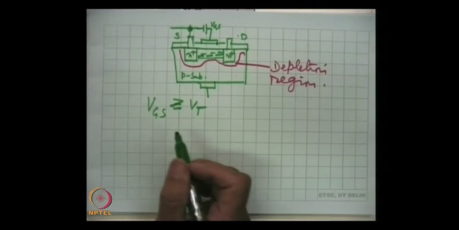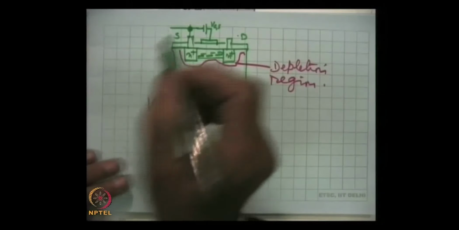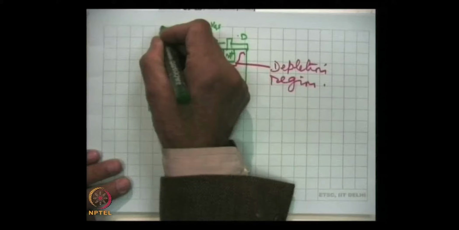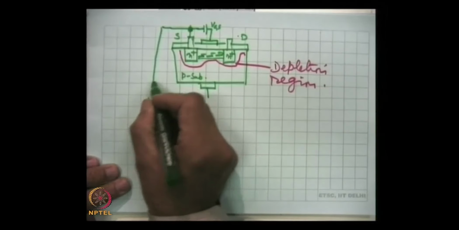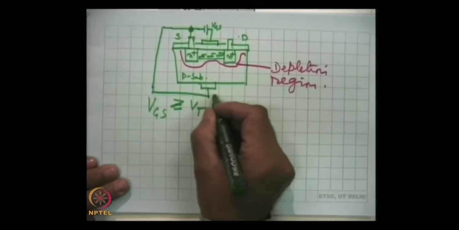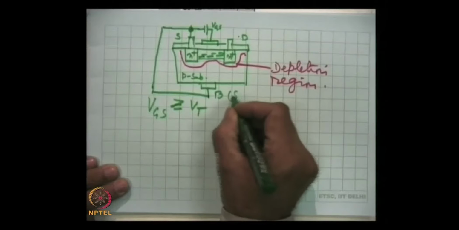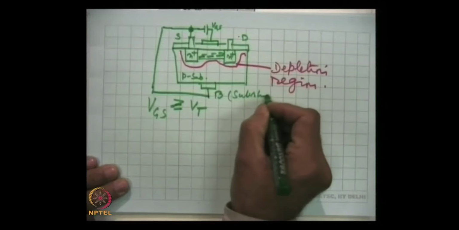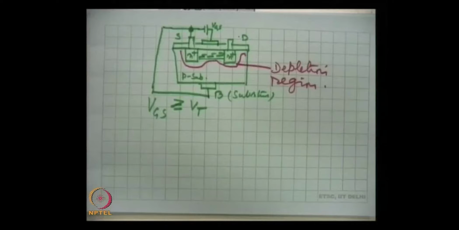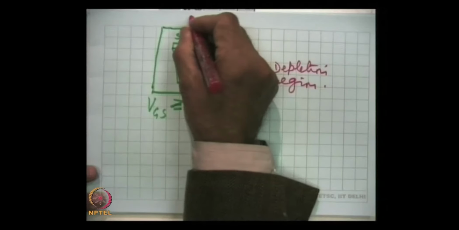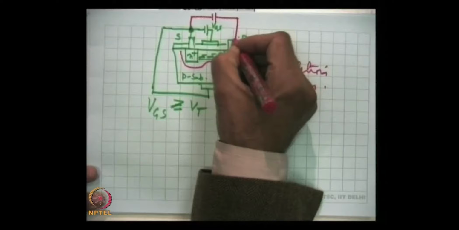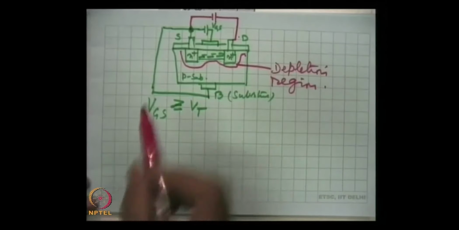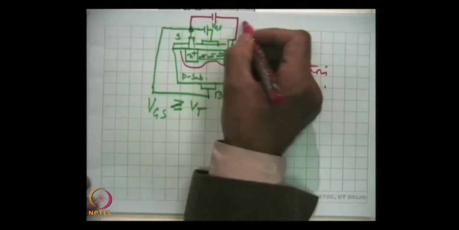And now let me complete this circuit. This is shorted to this substrate B. If we establish a potential difference between drain and source, this is VDS.